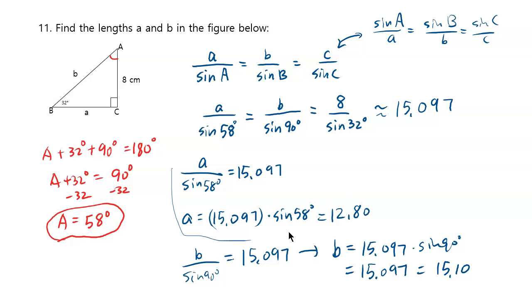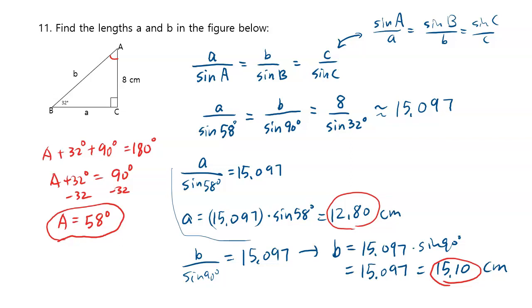So these types of problems are called solving triangles. You're given some lengths and angles of a triangle, and you have to figure out all the unknown angles and unknown sides. And we found that the angle A is 58, the length A is 12.80, and length B is 15.10. And by the way, because the original length was given in centimeters, you better put centimeters as your unit, or it's not 100% correct.